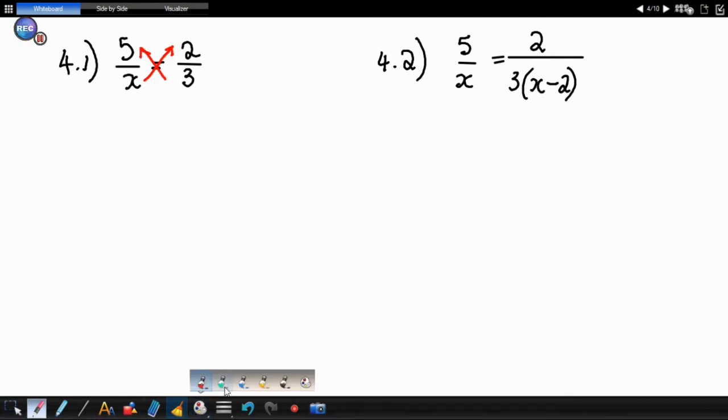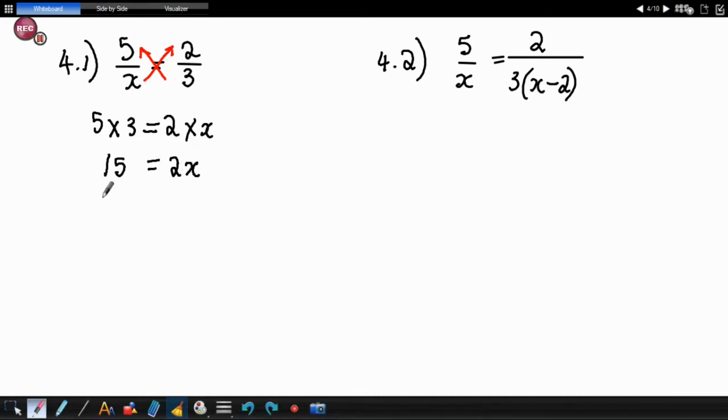So we will have 5 times 3, and then we'll have 2 times x on the right-hand side. And the answer you're going to get here is 15. And the answer you're going to get on the right-hand side is 2x, right? So if I now divide by 2 on both sides, therefore x will now be 15 over 2.